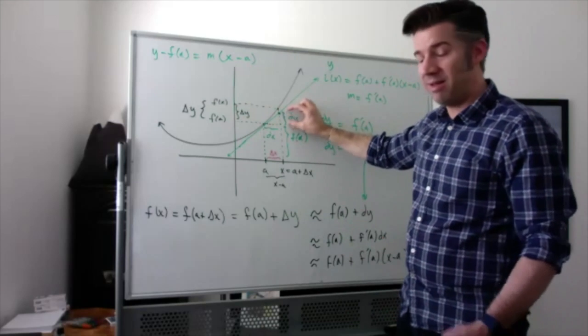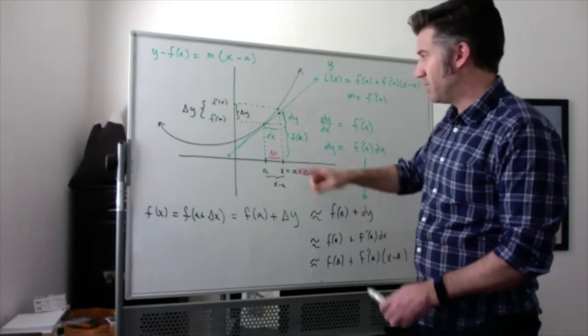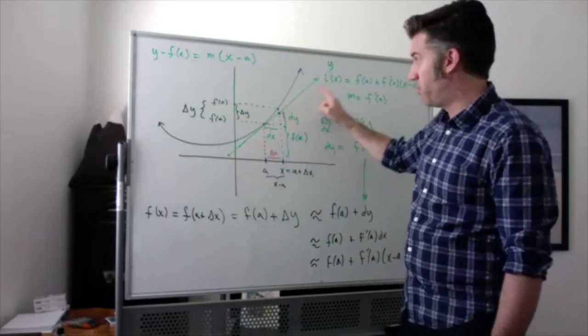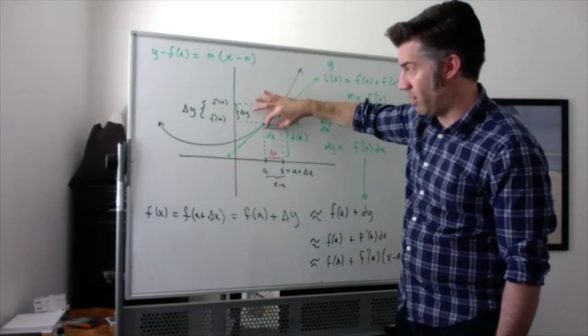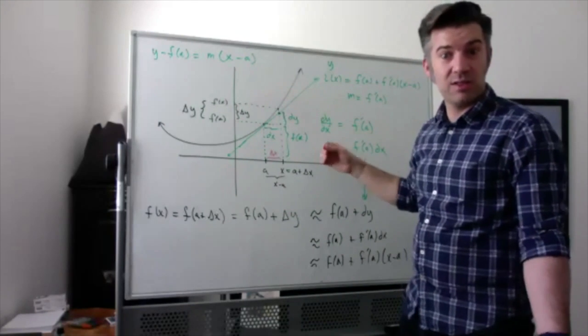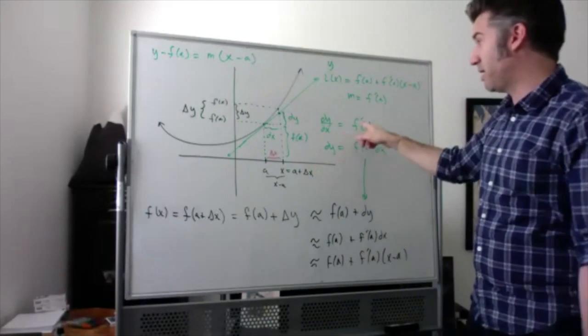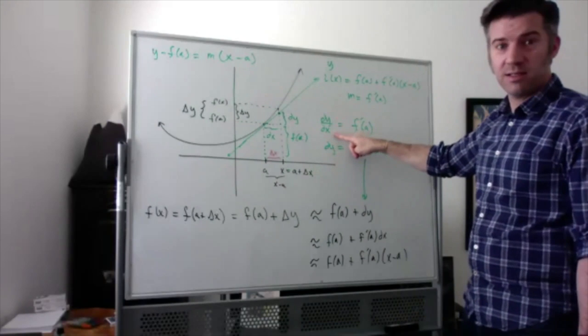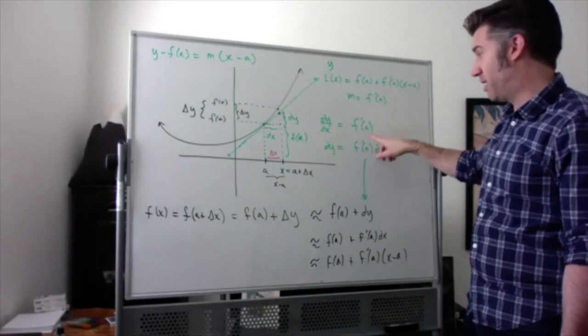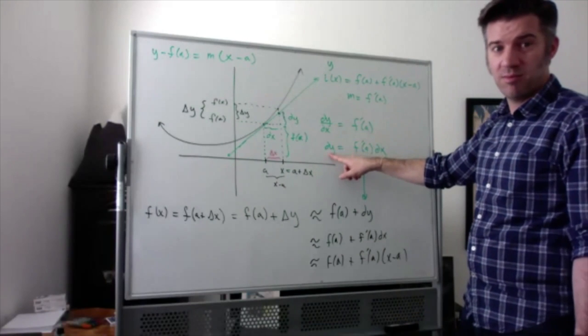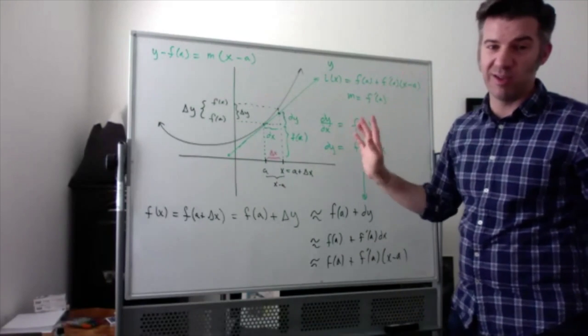Dy, as I like to think of it, is actually, if you think about the slope of this line being the rise over the run, dy is just the rise. So the way I kind of write it over here is, dy dx, the derivative, is equal to f prime of a. But then I can solve for dy by multiplying, right? We treat it like a fraction.